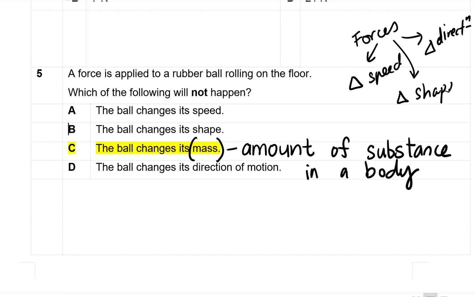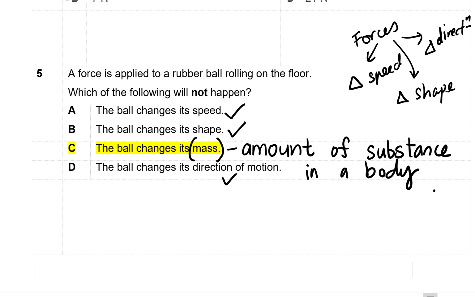Now a ball is rubbery, so changing its shape is highly possible, right? So if you kick a ball or you can even stop a ball, all these are changes to the speed, changes the direction. But a ball will not be able to change its mass. So remember, mass is the amount of substance in a body. So it is the number of atoms and molecules in that body.